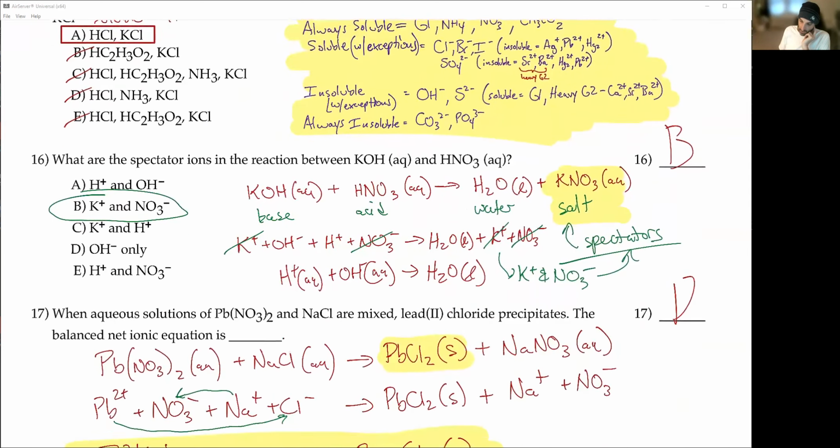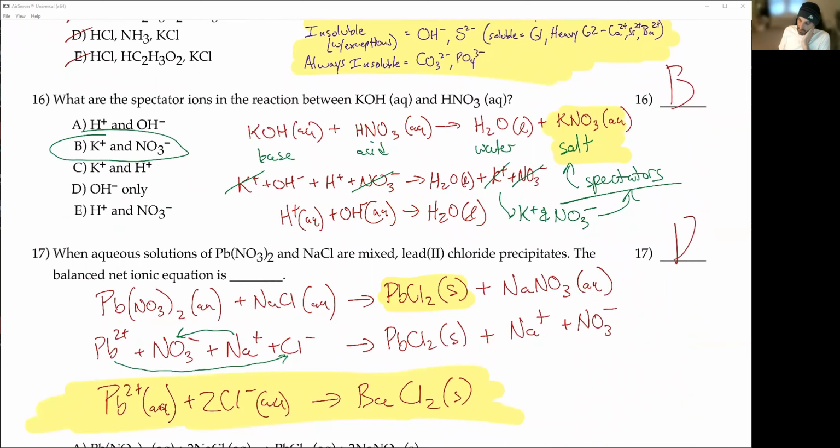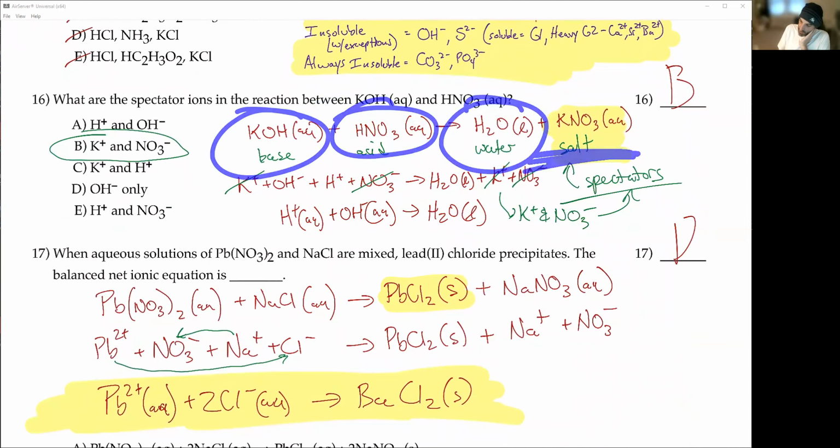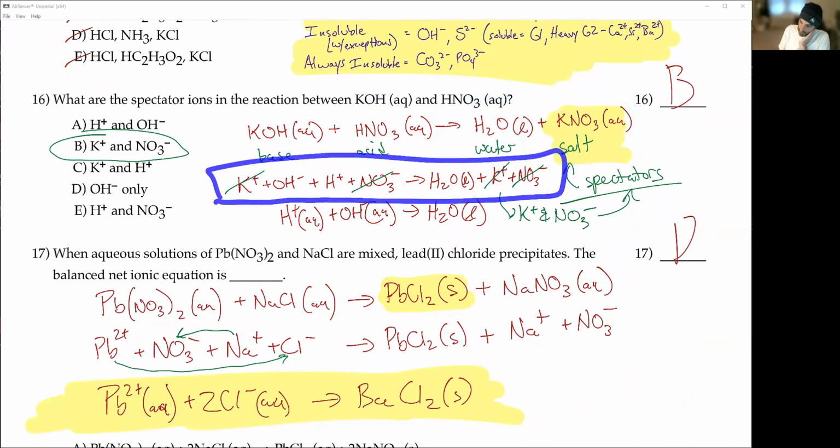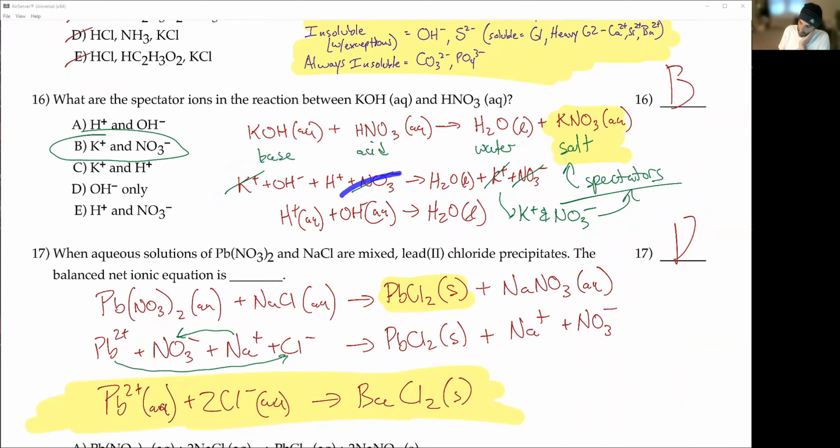All right, next up, what are the spectator ions for KOH and HNO3? So whenever you have a base plus an acid, you're going to get water and the salt. The salt contains the spectators, and here's my work for it. When I break it down to the different ions that we have, the things that go away are the nitrate and the potassium. So those are always the spectators. The salt is always the spectator.